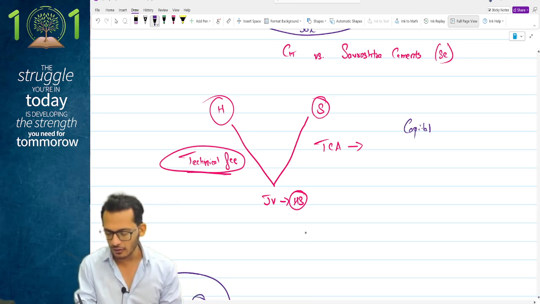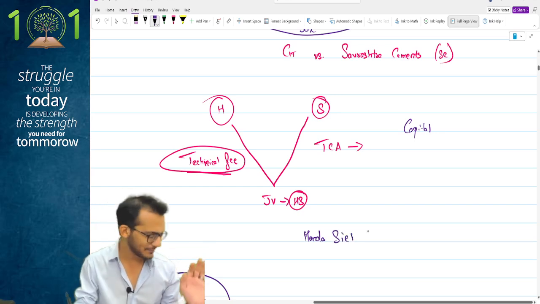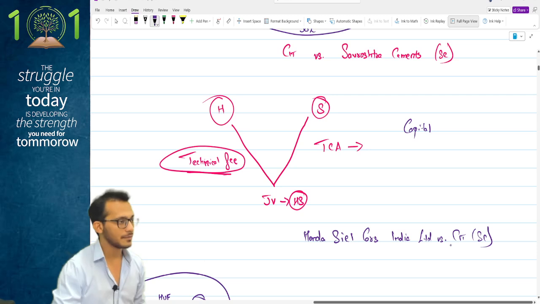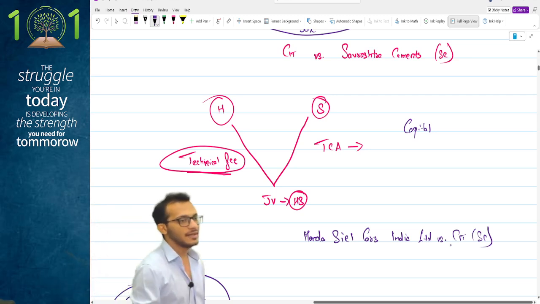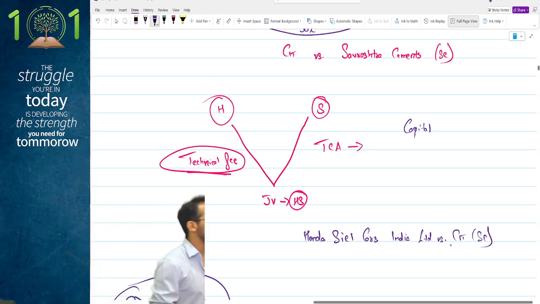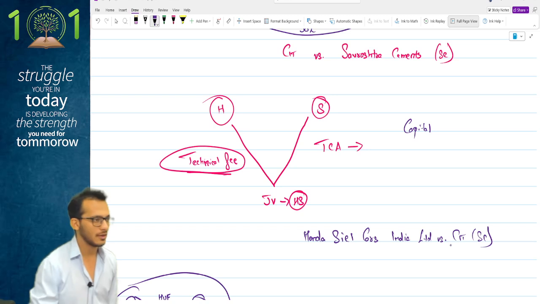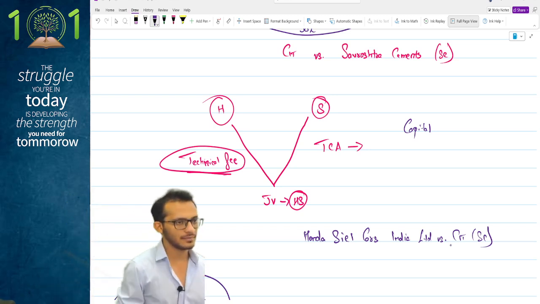This was a case law called Honda Cars India Limited versus CIT, again a Supreme Court judgment. Now here is where the comedy is. Here the High Court came and said it is revenue, but the Supreme Court came and said it is capital. It was an overriding case law. They won it in their favor.